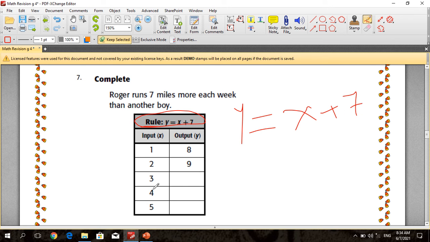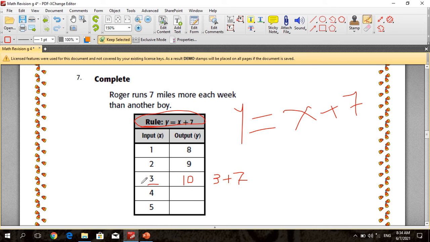So, for example, the x here is 3. So, replace x with number 3. So, that would be 3 plus 7. Okay, habibi, 3 plus 7 equals 10. See? Easy peasy. Okay, let's see the second one.